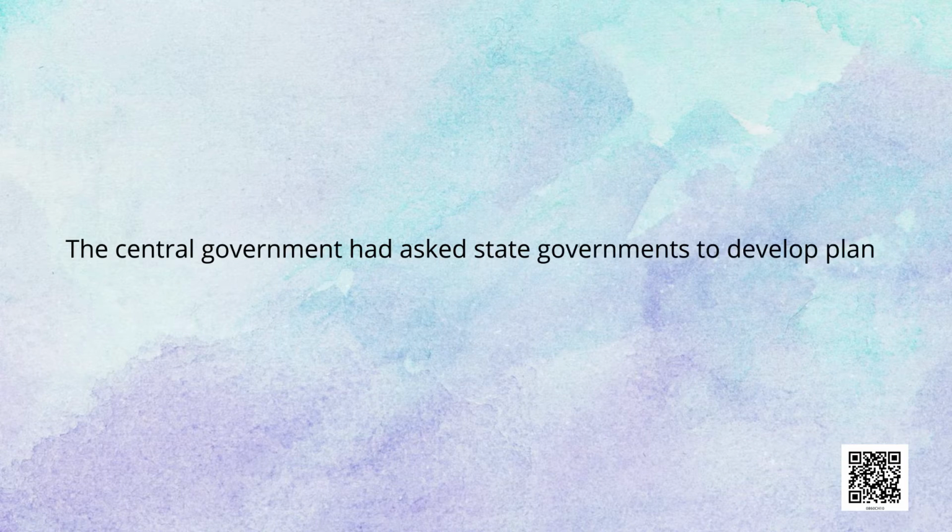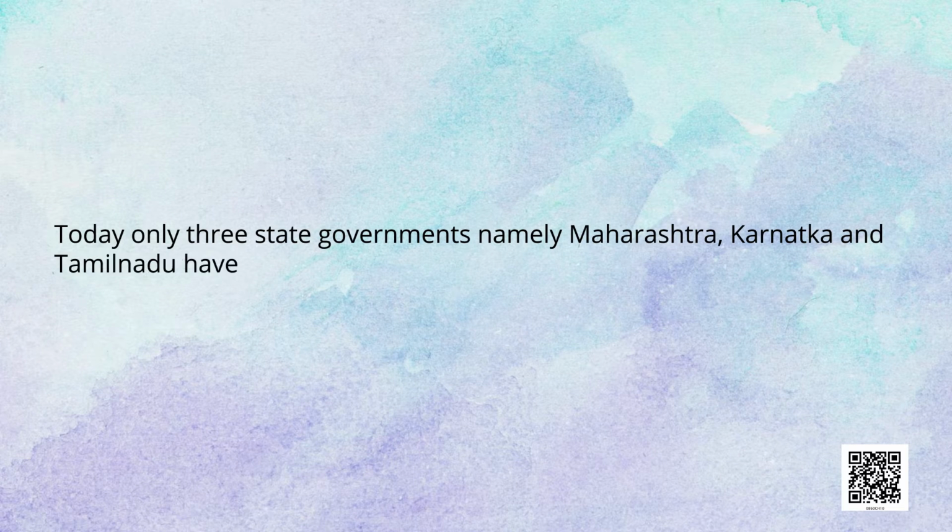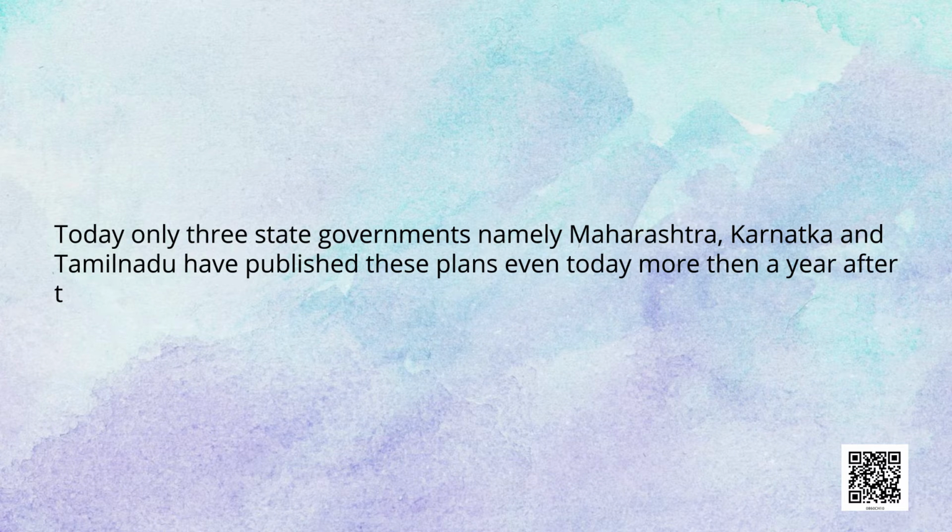The central government had asked state governments to develop plans to rescue and rehabilitate children who are working as domestic servants. To date, only 3 state governments, namely Maharashtra, Karnataka and Tamil Nadu, have published these plans, even today, more than a year after this law was passed.